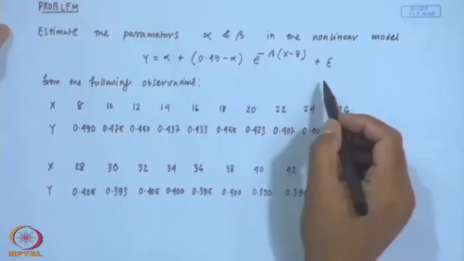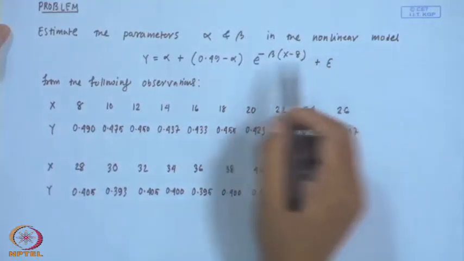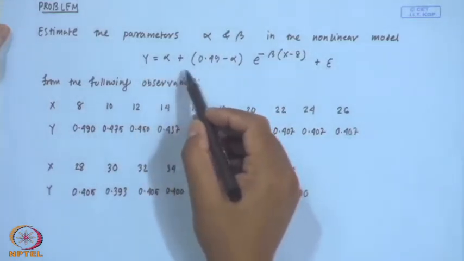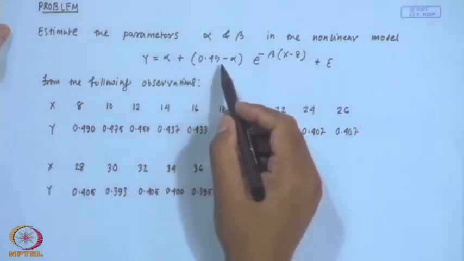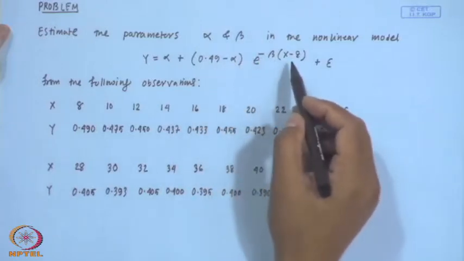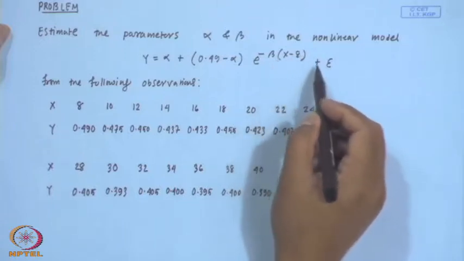So here is the first problem from nonlinear estimation. Estimate the parameters alpha and beta in the nonlinear model y equal to alpha plus 0.49 minus alpha into e to the power of minus beta into x minus 8, plus epsilon.